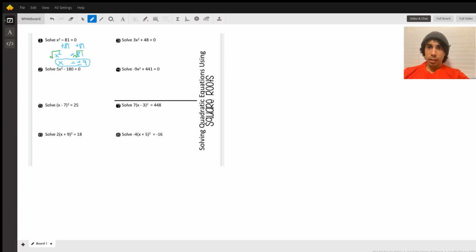Number 2 here. So we're going to do those same steps. Whenever we've got a number now multiplied by the x squared, do your addition and subtraction first. This stuff you can write down, by the way. Do your addition and subtraction first, then divide out that number next. All right, so I'm going to do my addition first. I'm going to add my 180 to both sides. So I get 5x squared equals 180.